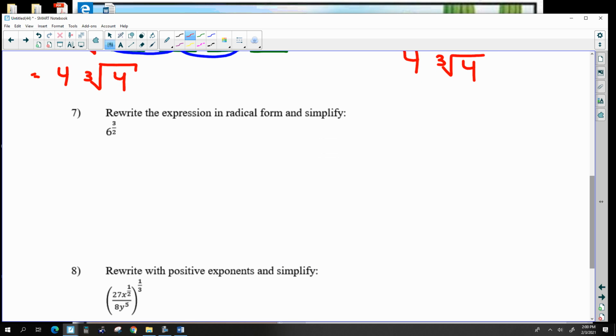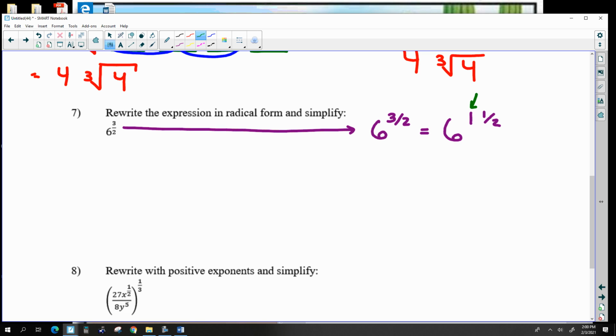Okay, so this next problem is pretty much the same problem, but I'm going to do the easy way first. So 6 to the 3/2 is the same thing as saying 6 to the 1 and 1/2. So that means there is one 6 out and one 6 in. One 6 out, and this is a square root, one 6 in. That's going to be the answer.